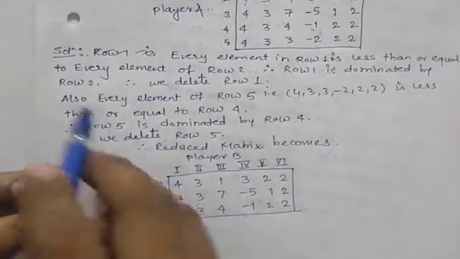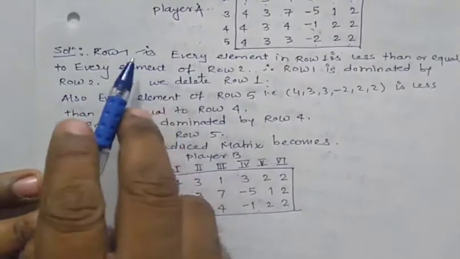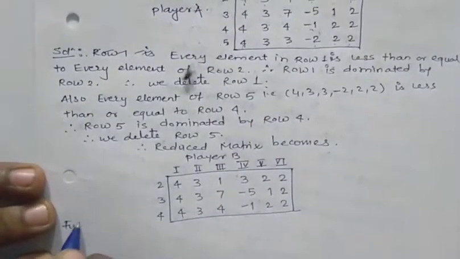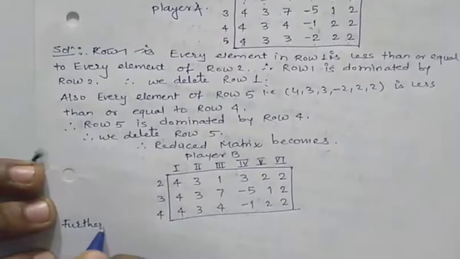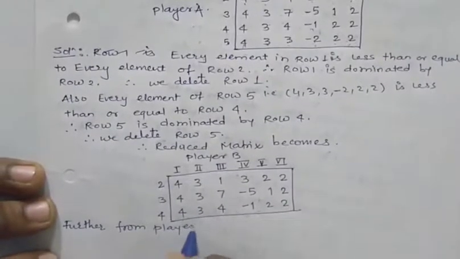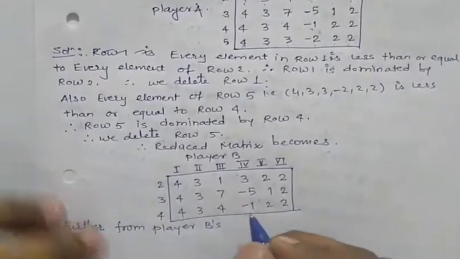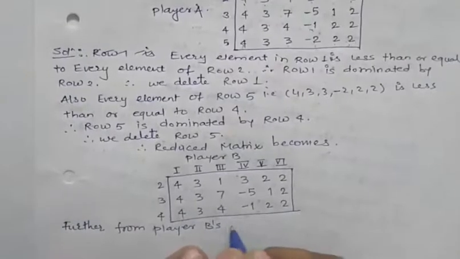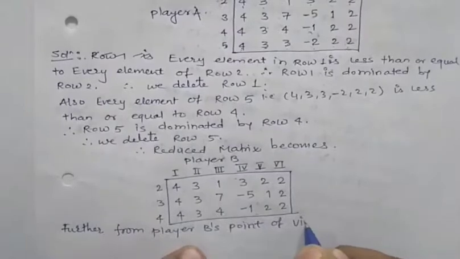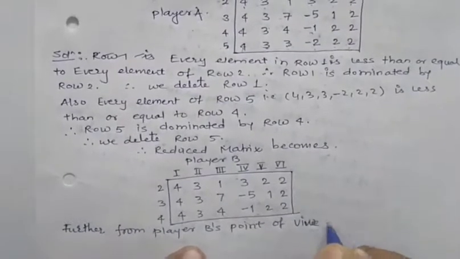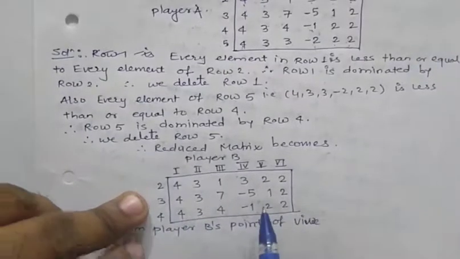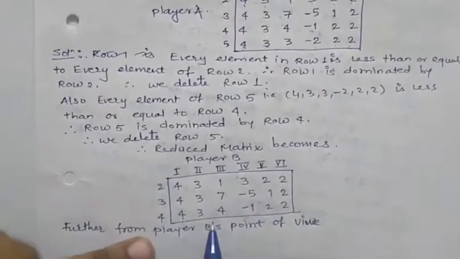Now further, this is from the point of view of player A's strategy. Now further, from player B's strategy, or player B's point of view. So here no row is dominated by other rows, so we'll consider the columns.